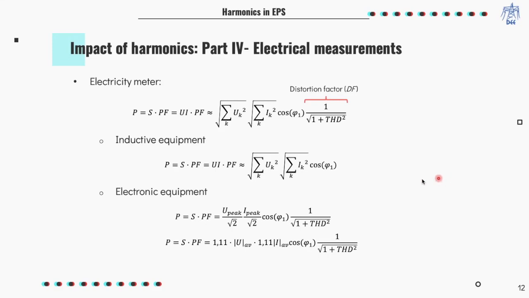Harmonics can also produce errors in the measurements of the active power. According to the video on active power, the expression which includes harmonics is the following. The inductive and electronic equipment do not correctly measure the active power because they introduce different approximations in the measurement. The inductive equipment does not consider the distortion factor in the determination of the active power. The electronic equipment determines the active power from the root mean square value of the voltage and currents derived from the peak value of the waveforms and the mean value of the rectified waveforms.